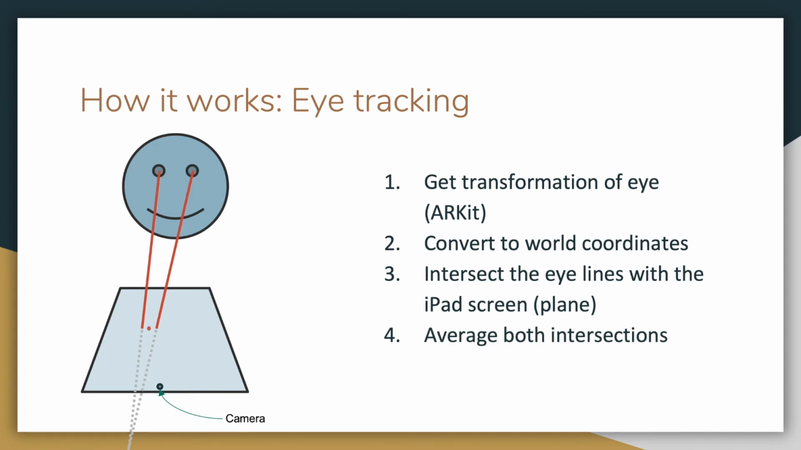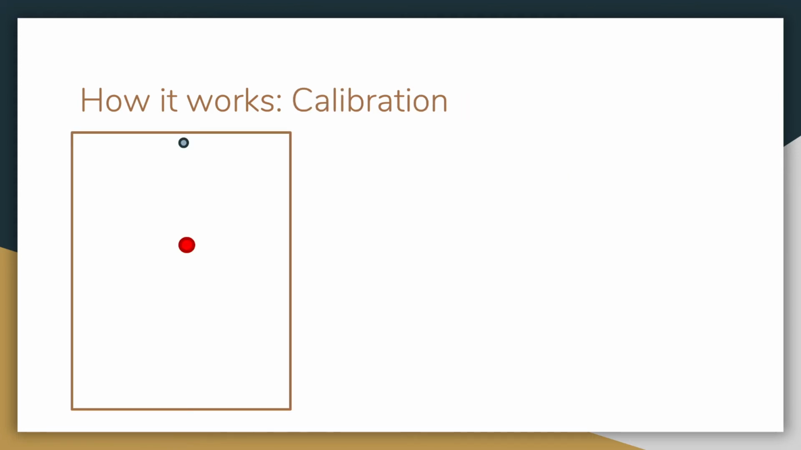Finally, since eye tracking is not perfect, the eye lines aren't necessarily guaranteed to converge on the iPad screen. To fix this issue, we simply average both the intersections to get the estimated gaze position. The next step is calibration.